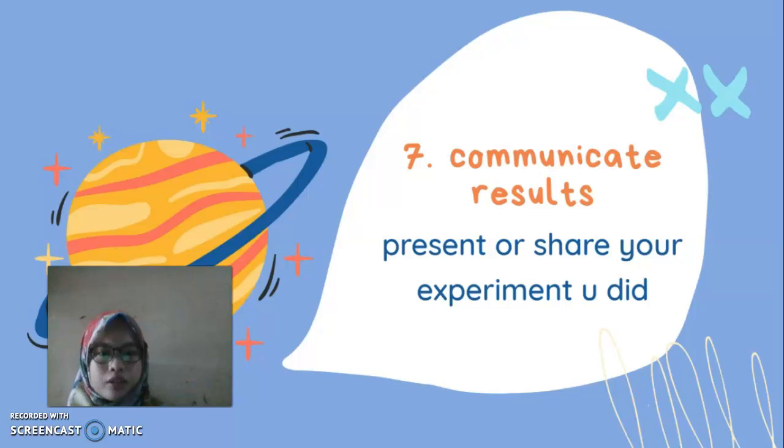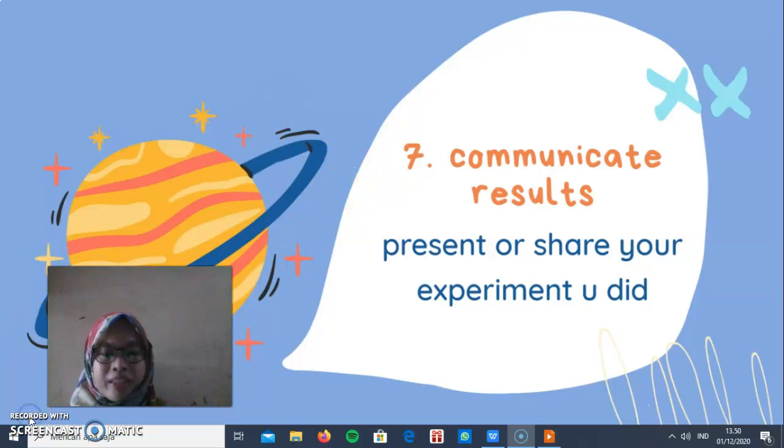And the next is communicate results. In this step, we can present the experiment we did. To finish our experiment, we will need to conduct a final report. The final report can be a detailed journal, science fair board, or science poster.